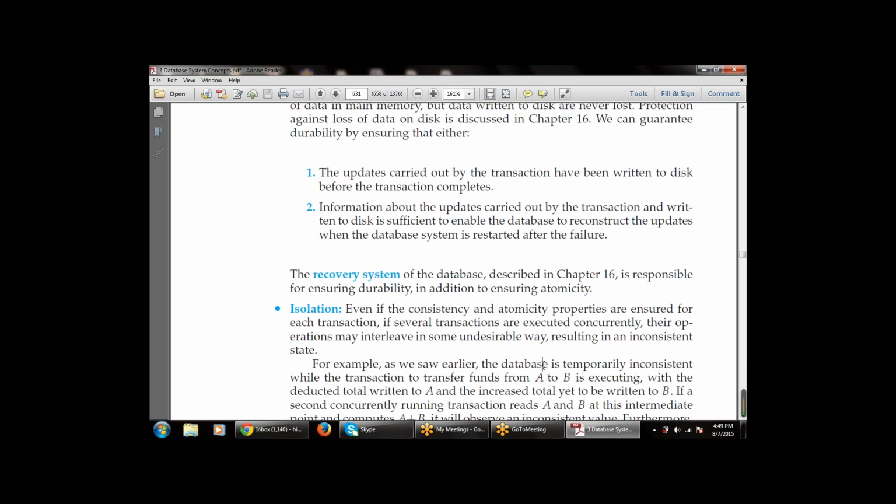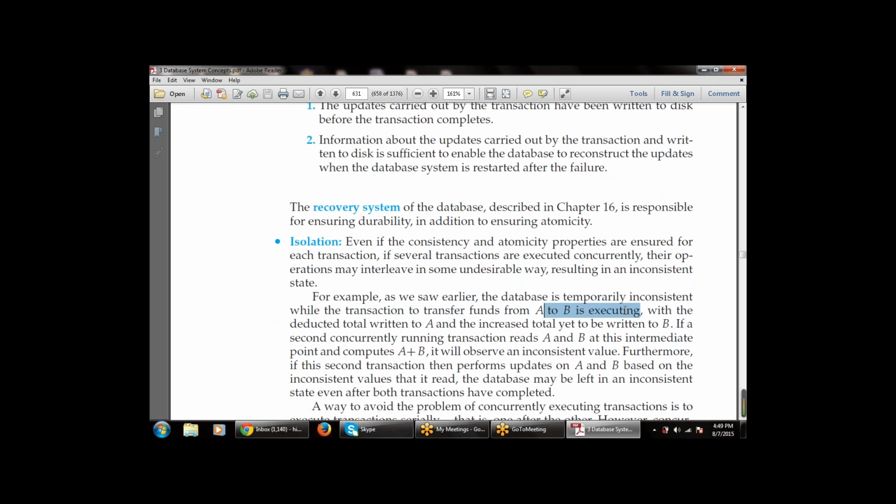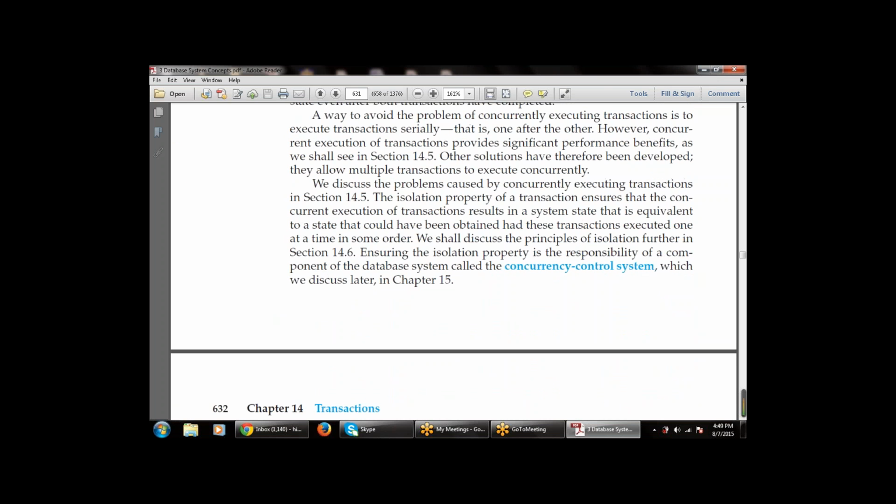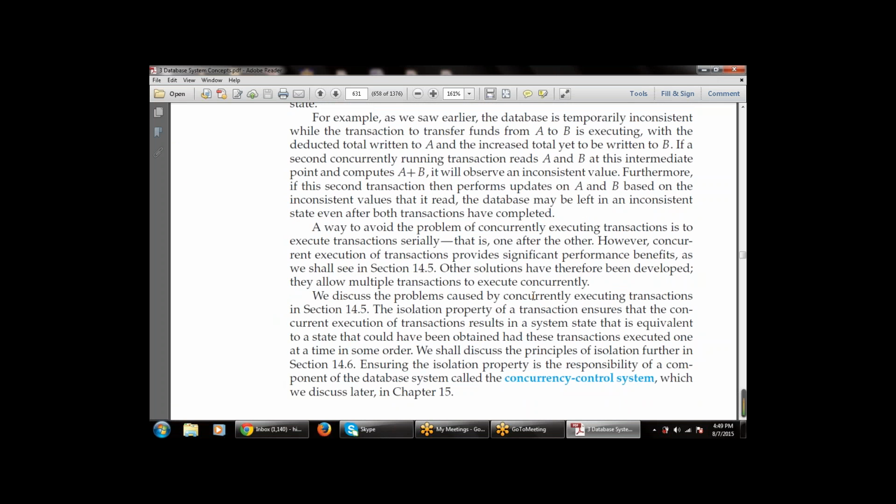The database is temporarily inconsistent while the transaction to transfer funds from A to B is executing, with the deduction from A. A way to avoid the problem of concurrently executing transactions is to execute transactions serially. That is, one transaction is executed after another, in a sequential, serial way.